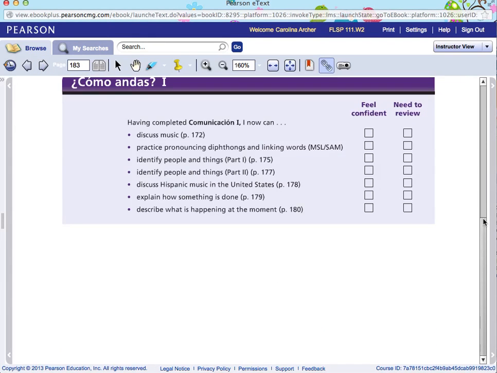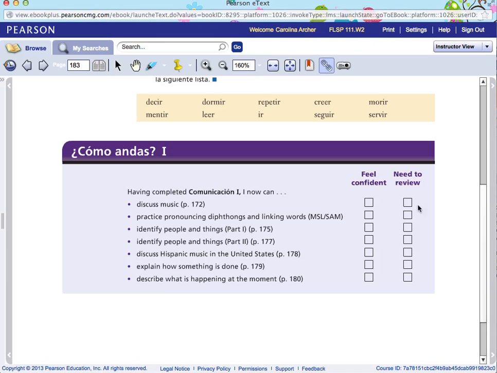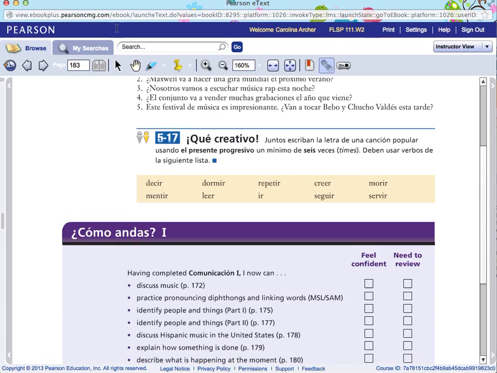So you have to do your activities to understand this a little better, and we come to the first Cómo andas section, where you have to take a look at what we have been doing and see if there's something that you need to review or need help with, and please let me know, and I will be glad to explain things again for you.